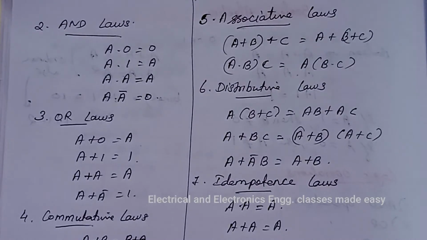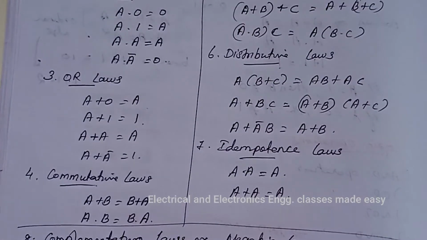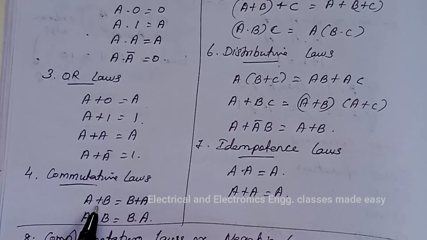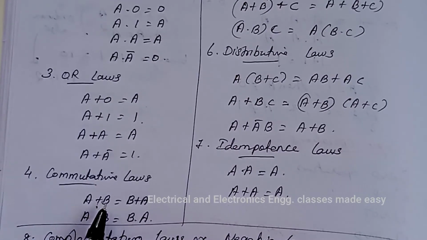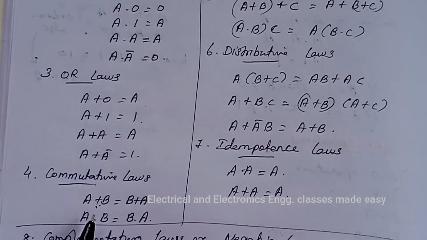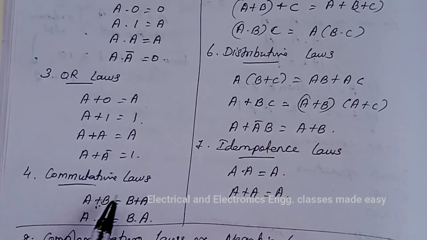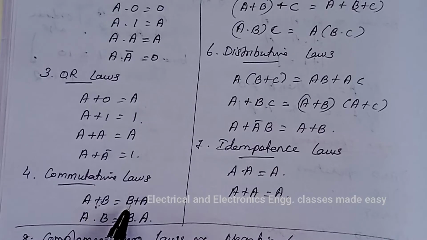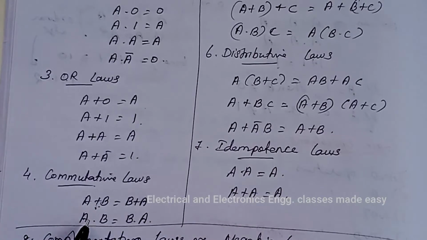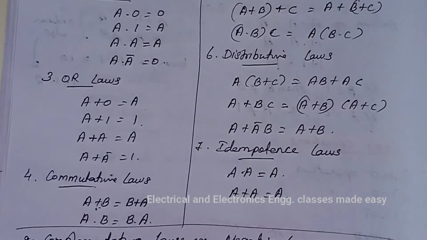Next is commutative law. Commutative laws allow change in position of AND or OR variables. The two commutative laws are A plus B equal to B plus A and A dot B equal to B dot A.